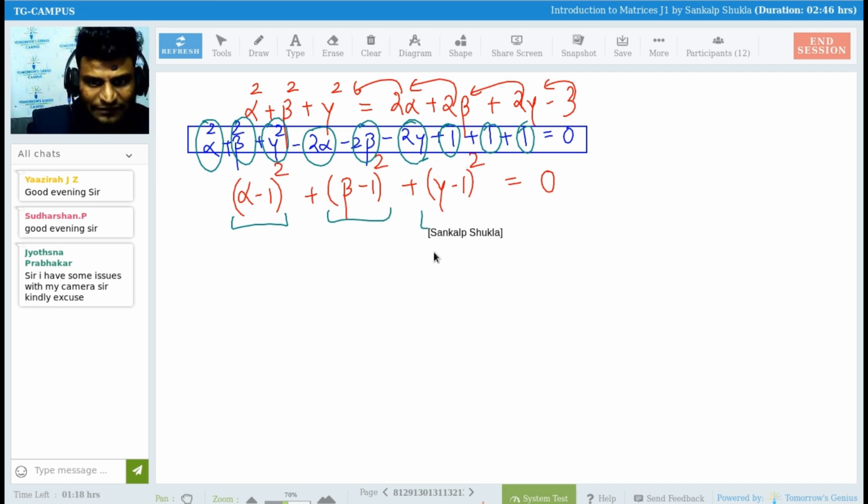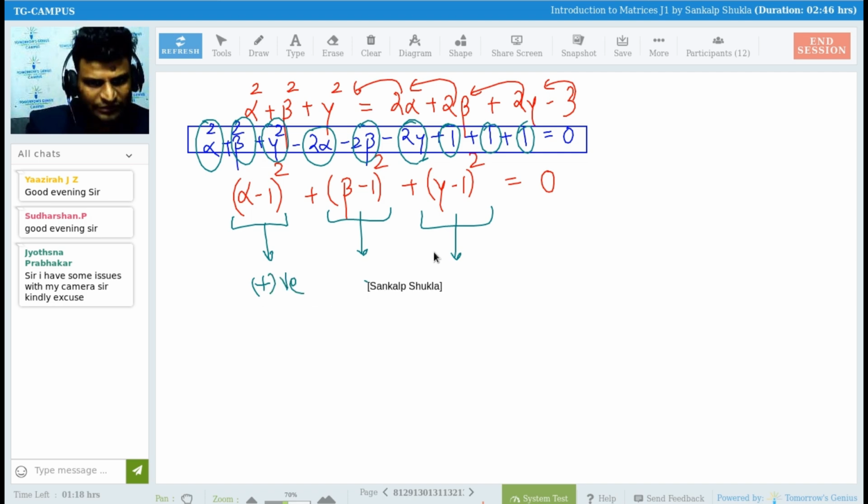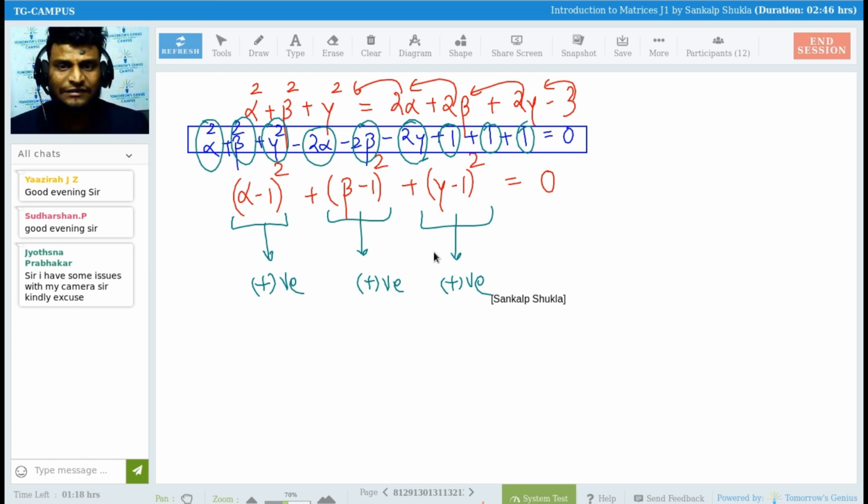So now I can clearly see that these are three non-negative terms. Why? Because alpha minus 1 whole square is there. We know that the square of any real number can't be negative. So this will be non-negative, this will be non-negative, this will be non-negative. And if the sum of these three is 0, that clearly tells me that all three of them are 0.